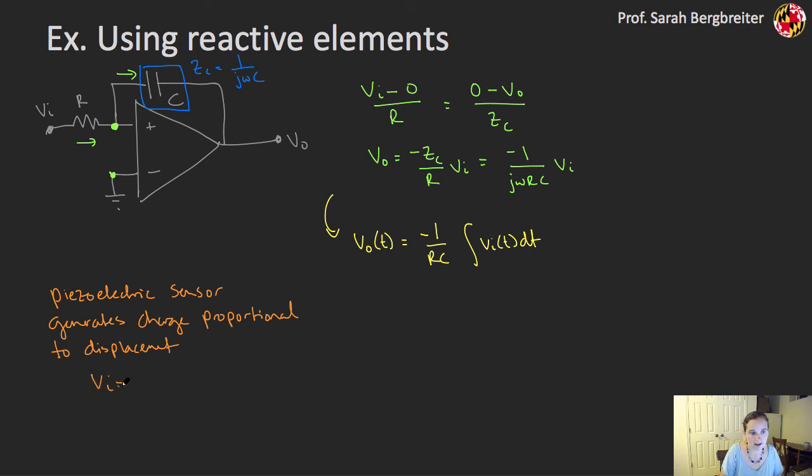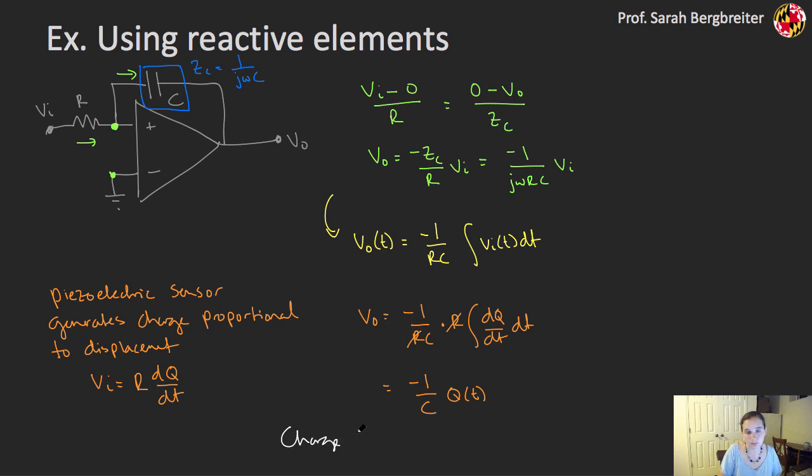So I could write that I'll get an input voltage that is R dq/dt from that sensor, where Q is the charge based on that sensor. So my Vout in this case is going to be minus 1 over RC times R times the integral of (dq/dt) dt. My R's are going to cancel, and I'm just going to end up with minus 1 over C times q(t). So this circuit is also used, in addition to a basic integrator, as a charge amplifier, which is highly relevant for things like piezoelectric sensors.